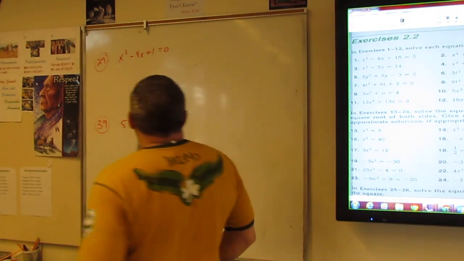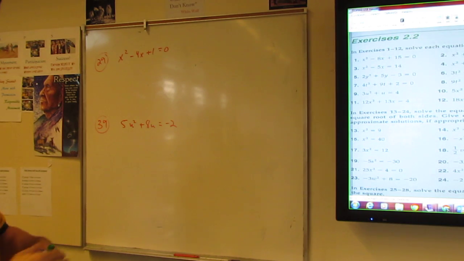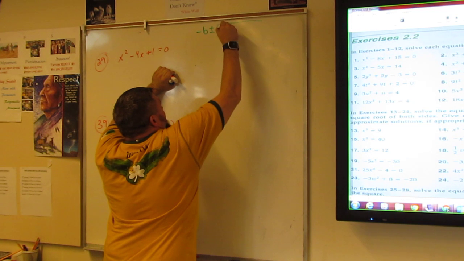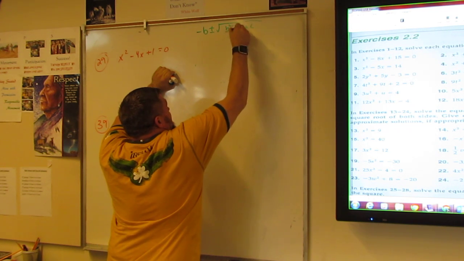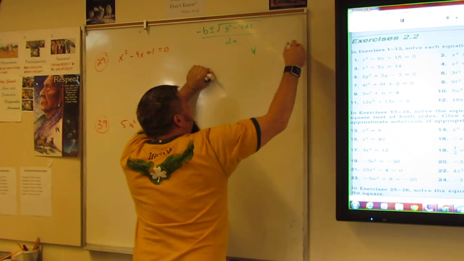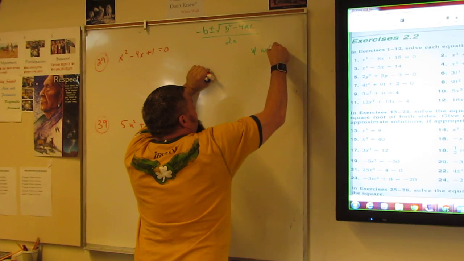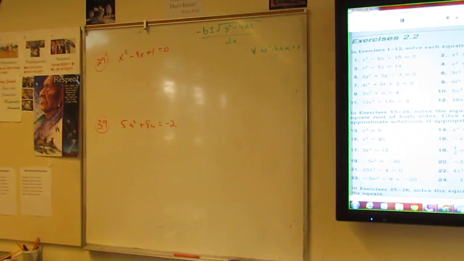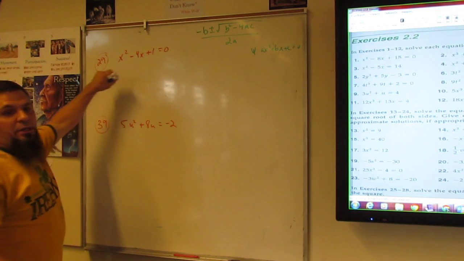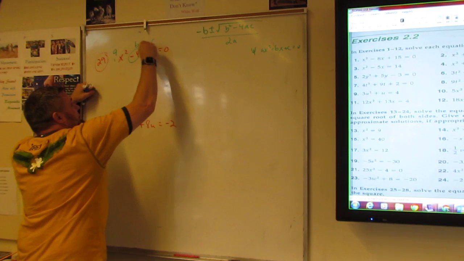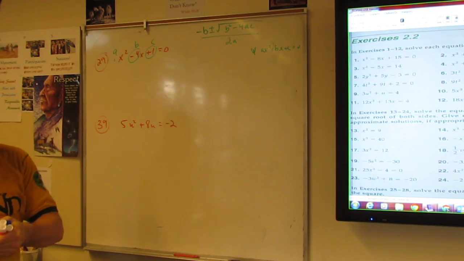29. So 29 we're doing quadratic formula. Negative b plus or minus the square root of b squared minus 4ac all over 2a, where ax squared plus bx plus c equals 0. Okay? So that's the whole quadratic, right? But you have to have it equal to 0. So this is A, this is B, and this is C. Alright? We just plug those in.